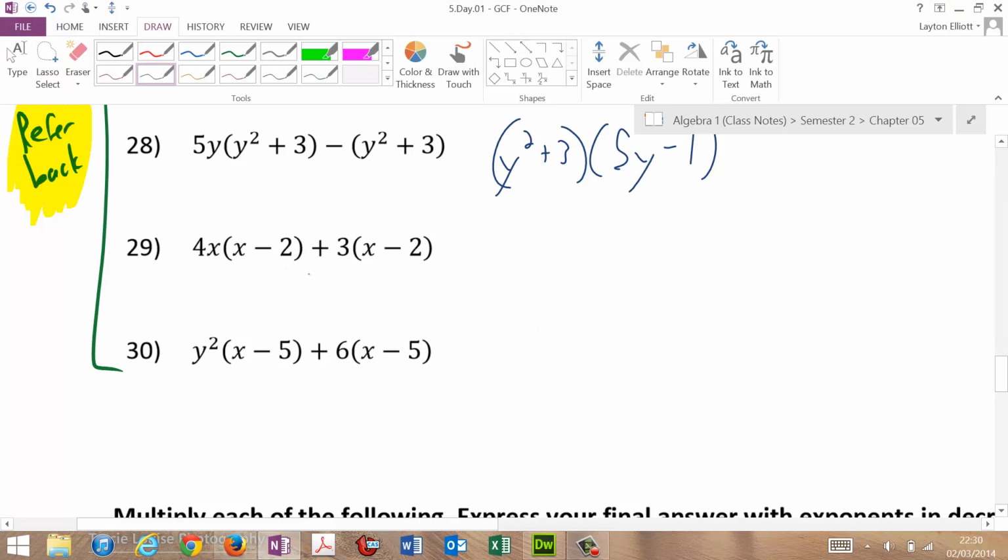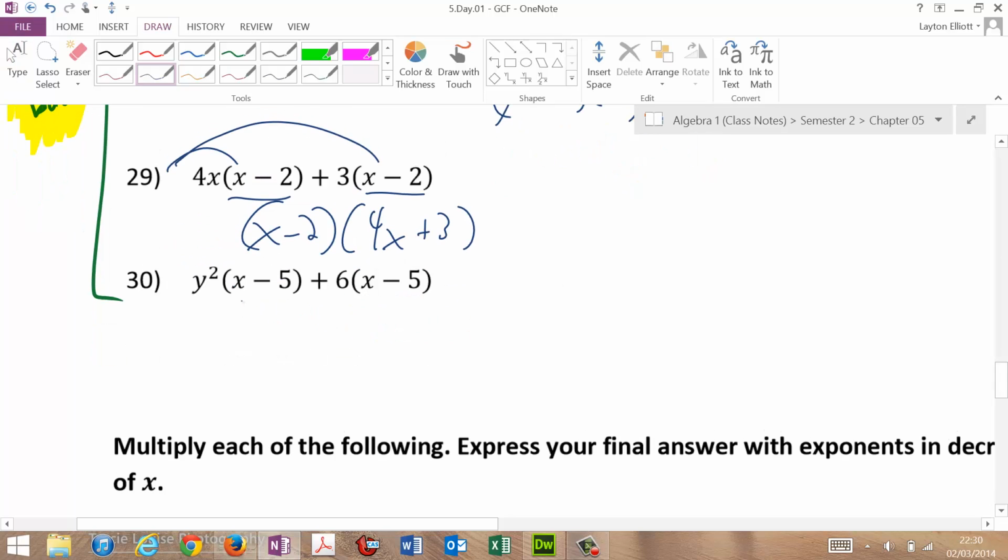What's identical is this x minus 2. And if I pull the x minus 2 out in front, I'm going to end up with x minus 2 and then 4x plus 3 left over. Finally, what's in common here is a x minus 5. And if I pull that out in front, I'm left with a y squared plus 6.